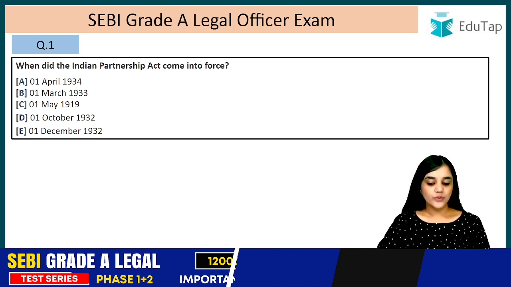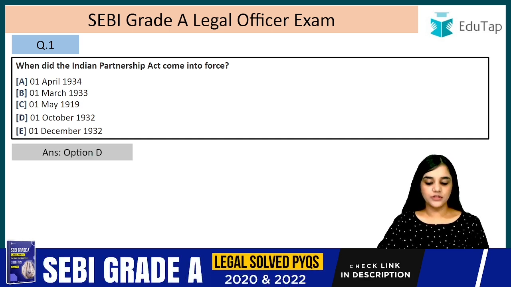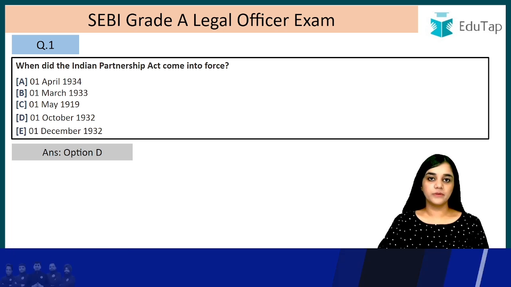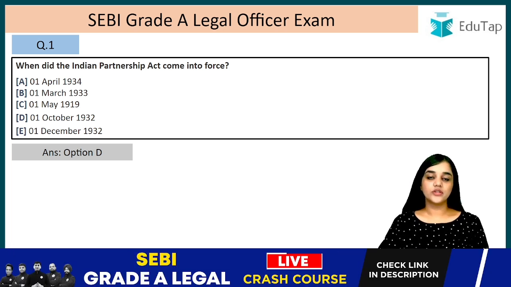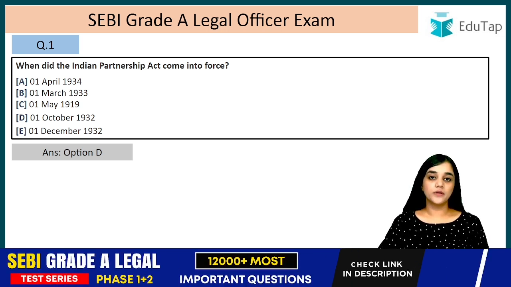So in 1932 it was made into a different enactment, the Indian Partnership Act. So the question is, when did the Indian Partnership Act come into force? The answer is, it came into force on 1st October 1932. There are two dates mentioned in section 1. We will be reading it. That is why this question becomes important for your examination, so you have to remember this date. This is 1st October 1932.